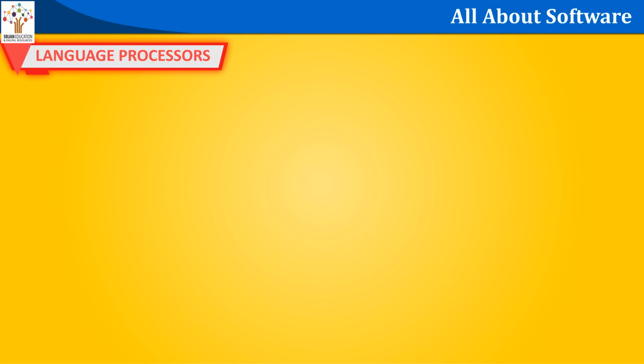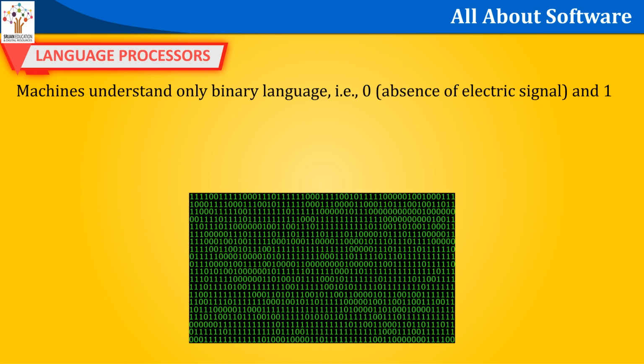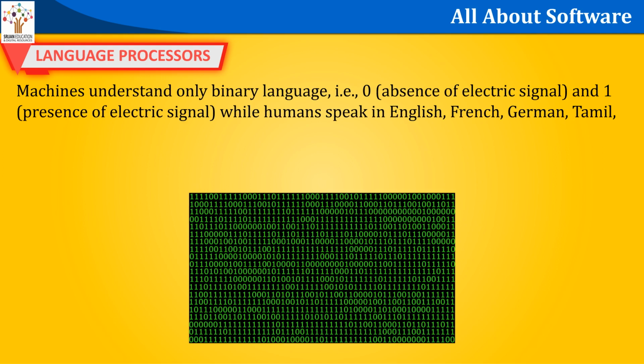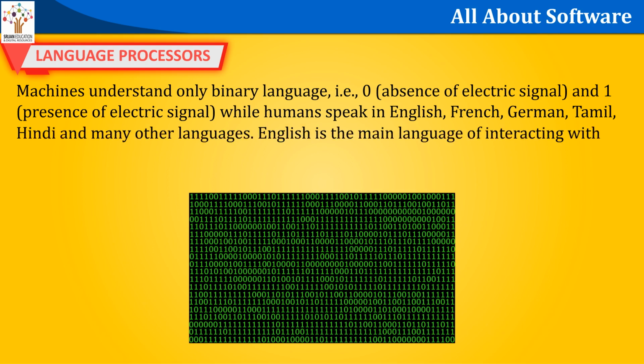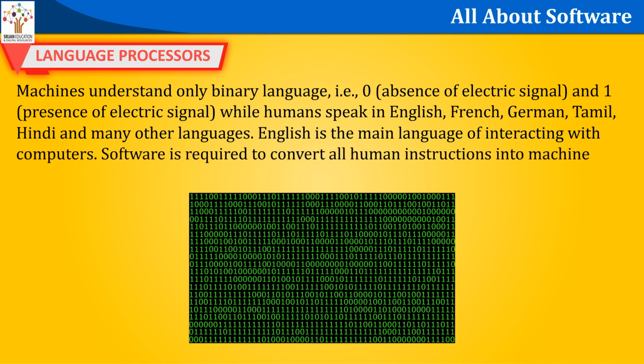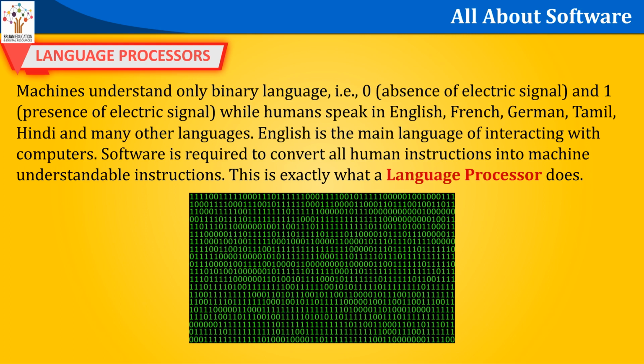Language processors. Machines understand only binary language, that is 0, absence of electric signal, and 1, presence of electric signal, while humans speak in English, French, German, Tamil, Hindi, and many other languages. English is the main language of interacting with computers. Software is required to convert all human instructions into machine-understandable instructions. This is exactly what a language processor does.